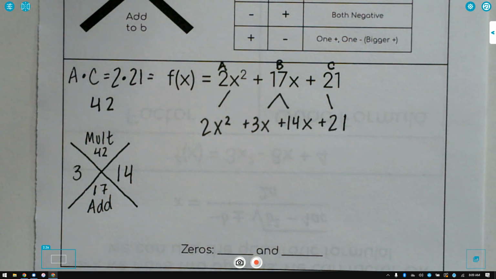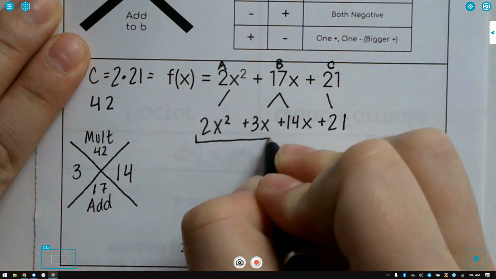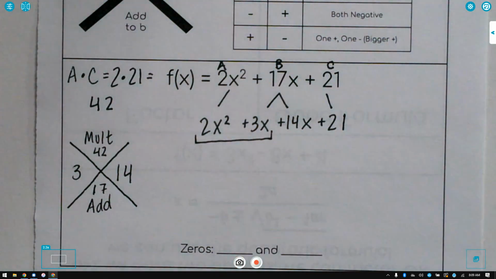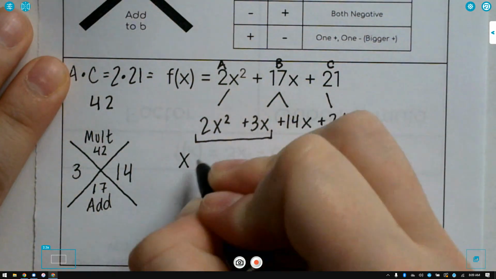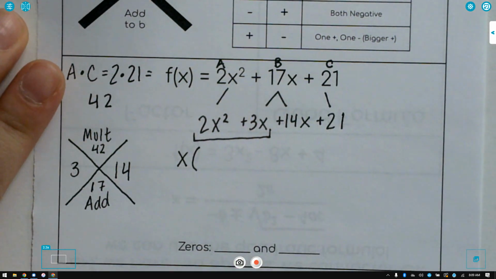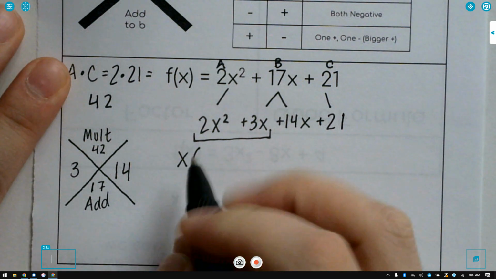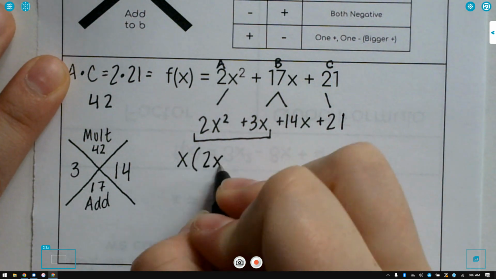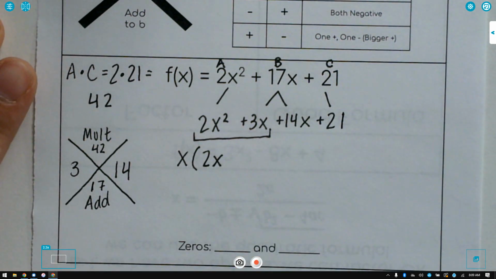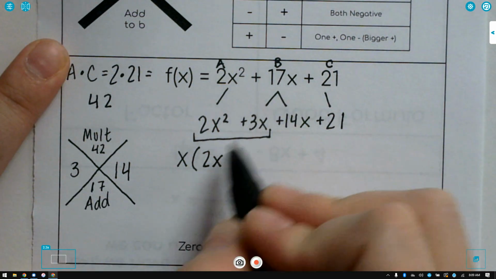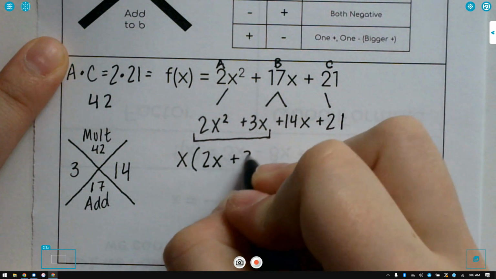Okay, 2x squared plus 3x. We cannot divide 2 and 3 by anything, but we can pull out an x. So I'm going to pull out x out of these first two terms. 2x squared, pull out an x. Leaves behind the 2 and the other x. 3x, pull out an x. Leaves behind the 3.